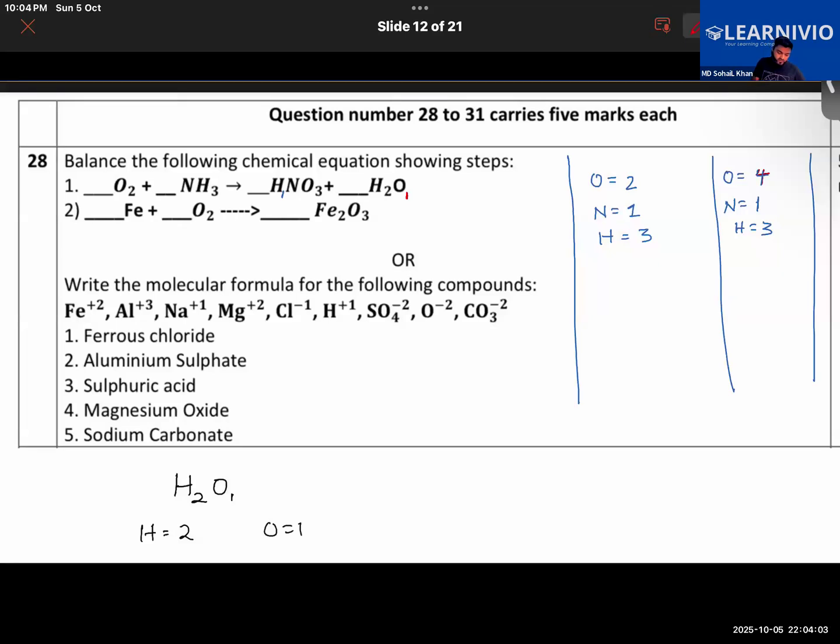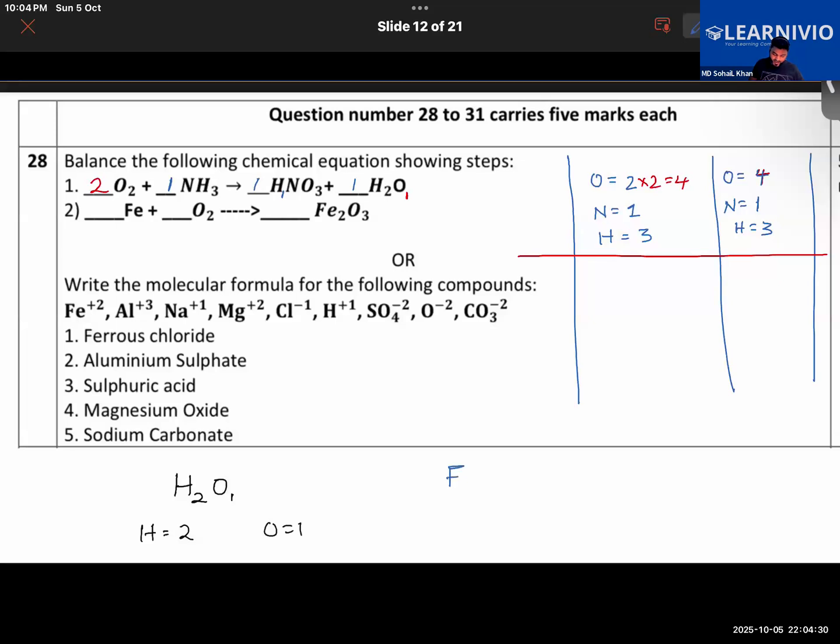Simply all you have to do is put two here. So two into two, that is four. So there's no change needed over here, only this one. Here we will write one, one, and one. That's it. Got it, Halima? Yes, sir. It was fully balanced. We just had to balance oxygen. That's it. Okay, now.